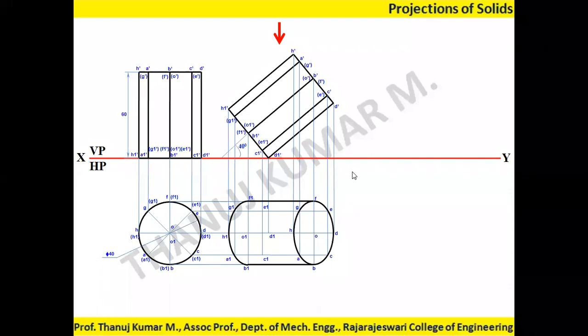After this, you can see H and H1, H dash, H1 dash. This is near to the observer, so it is visible. A dash, A1 dash is also visible. J dash, J1 dash is also visible. So I'm just drawing these 3 visible lines. You can see A, A1, H, H1, G, G1. These 3 are visible lines, whereas the other 3 lines are invisible.